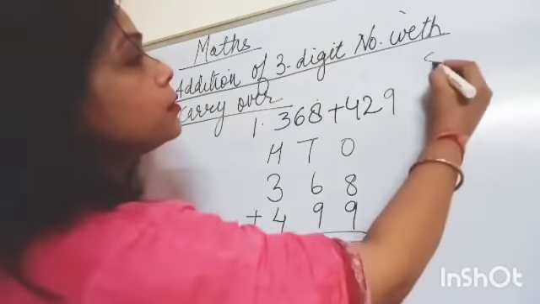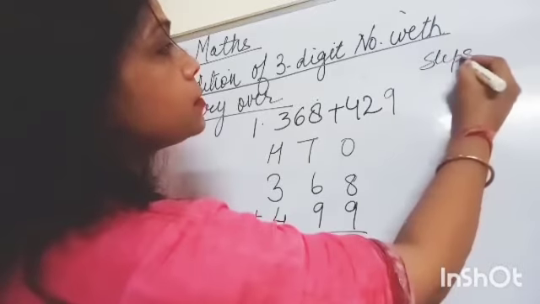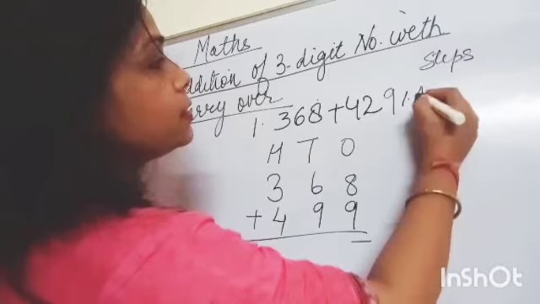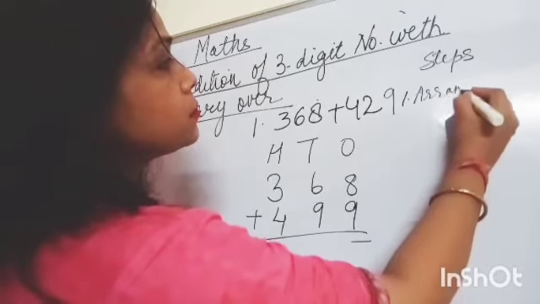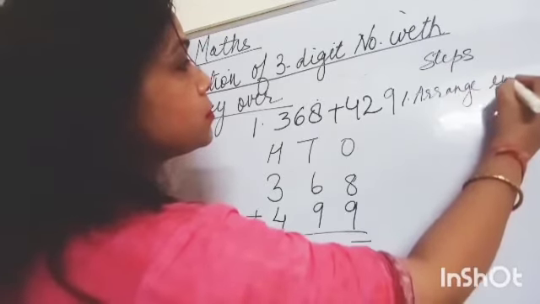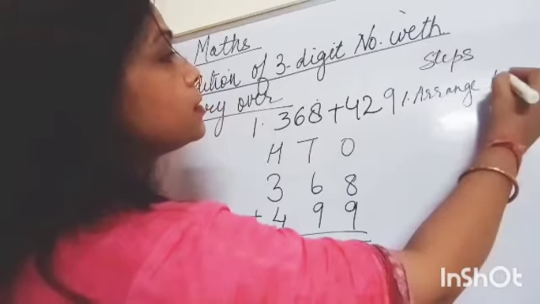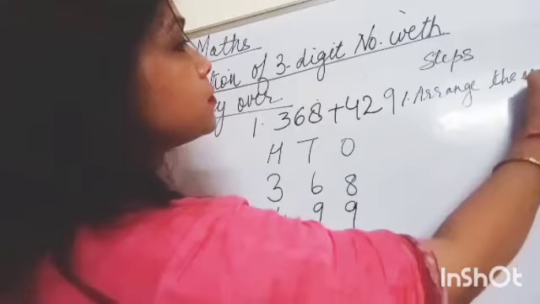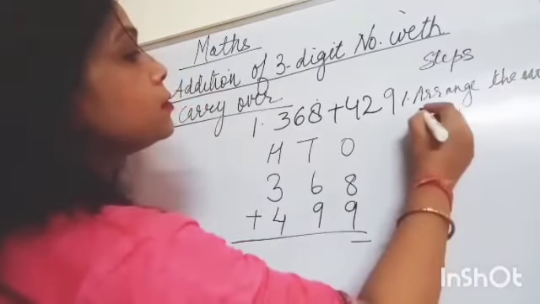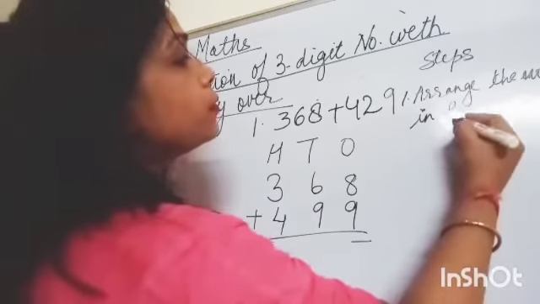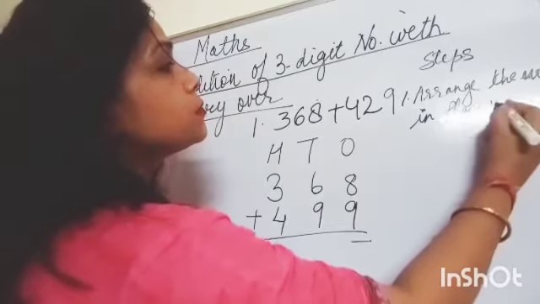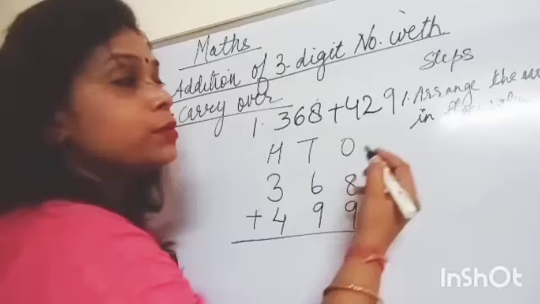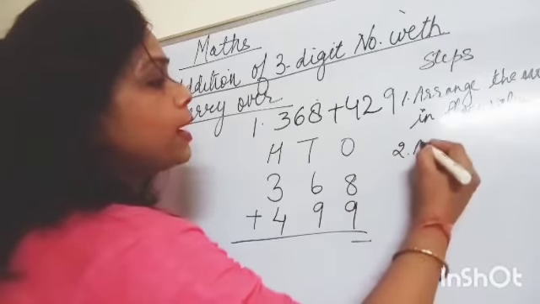So you have to follow the steps. First step is to arrange the number in place value. Second, we will add the ones.